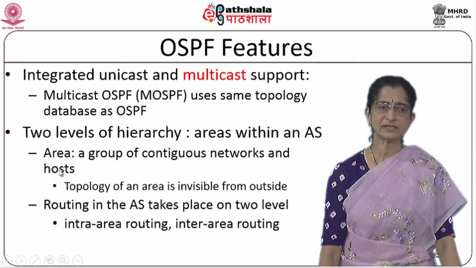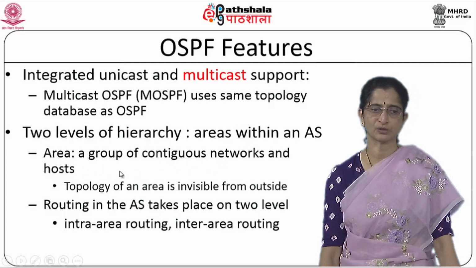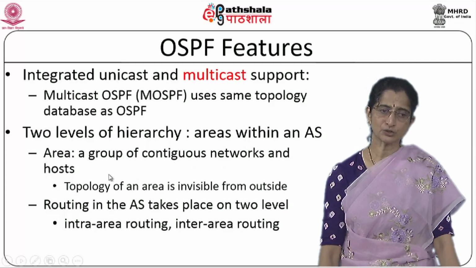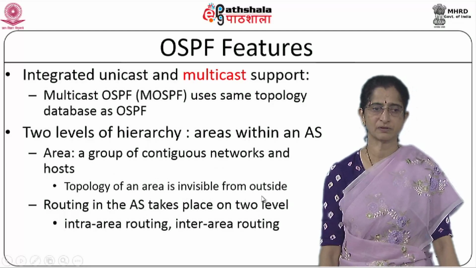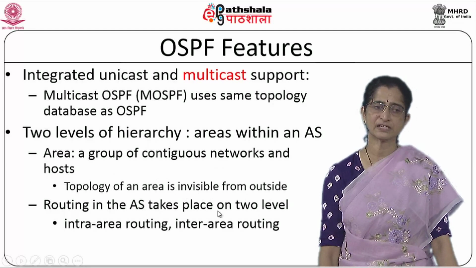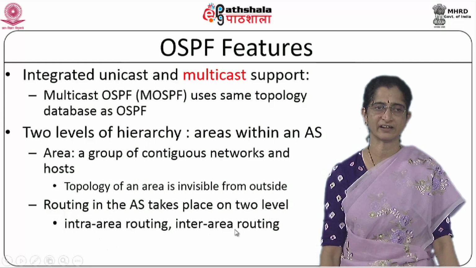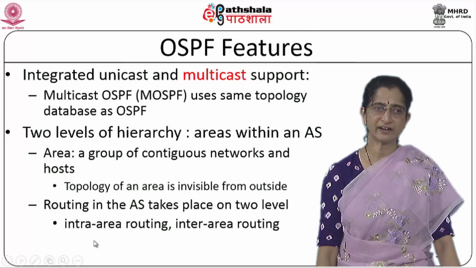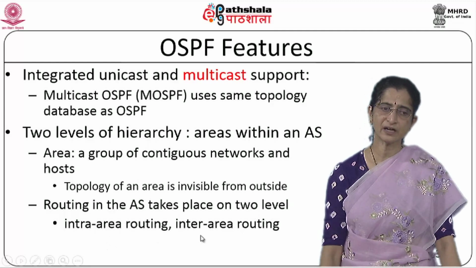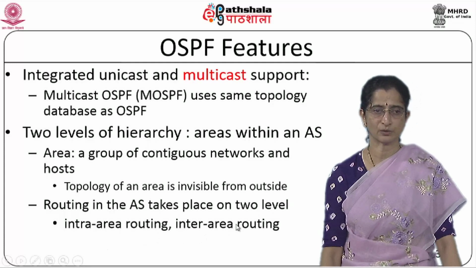An area basically is a group of contiguous networks and hosts, and the topology of an area is normally invisible from outside. Routing in the AS takes place at two levels, intra-area routing and inter-area routing. That is how to go from one area to another area, and within that area how to go from one router to another router.